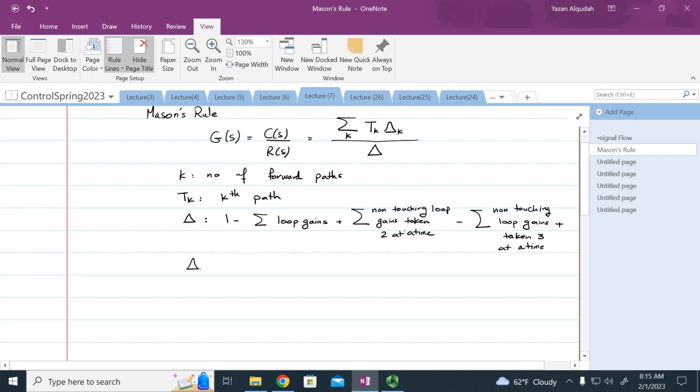And delta k is equal to delta minus the summation of the loop gain terms that are in delta that touch the kth path. And what that means is we eliminate from delta all the terms that touch the kth path.